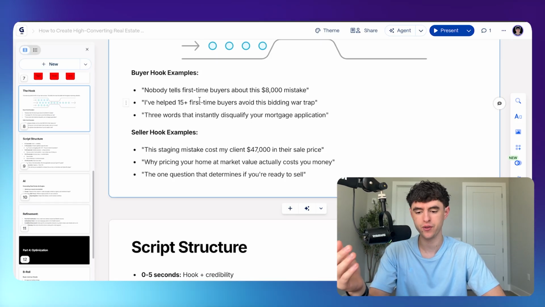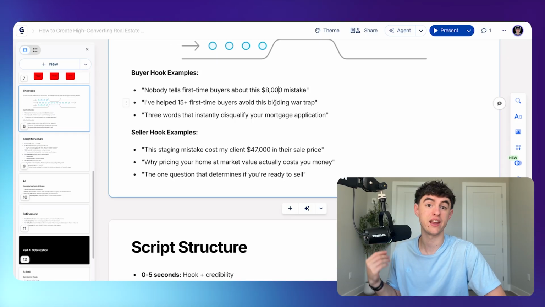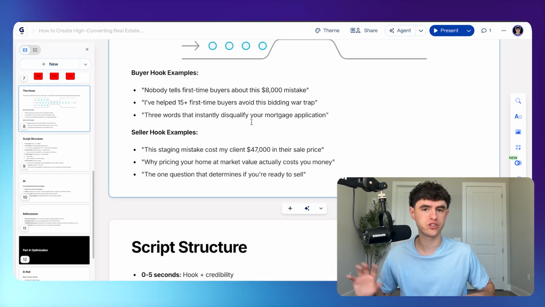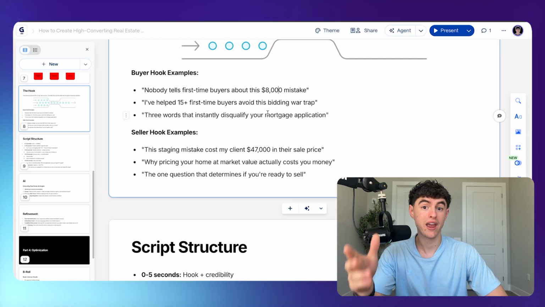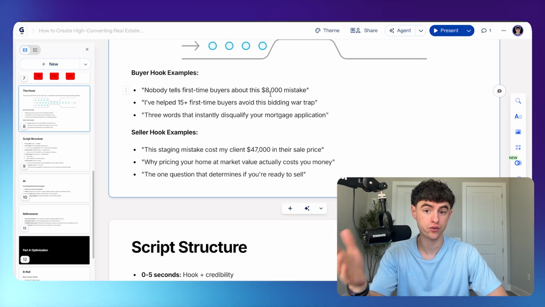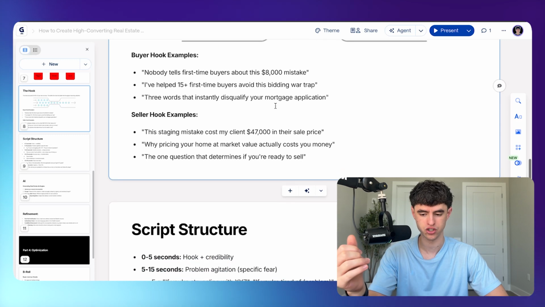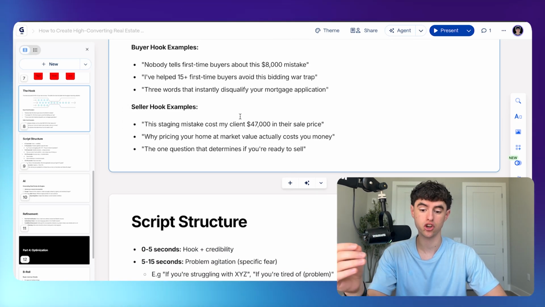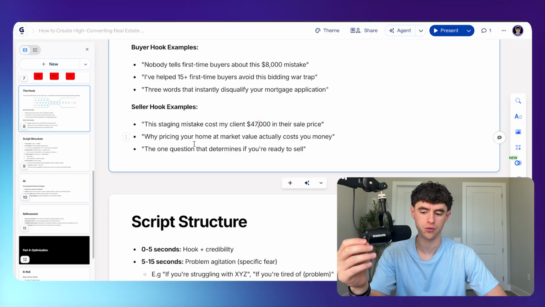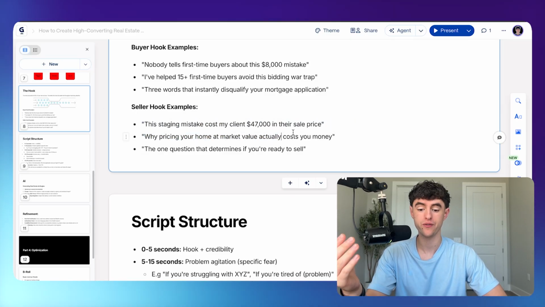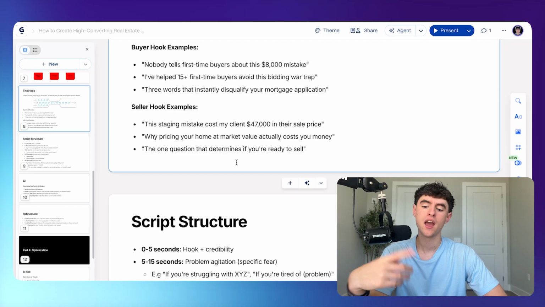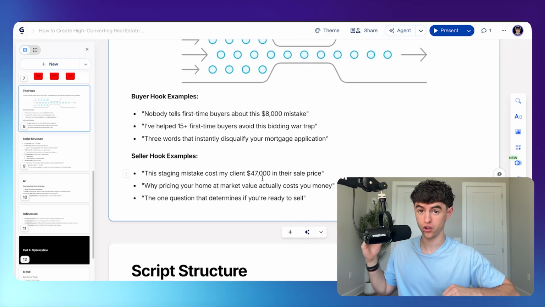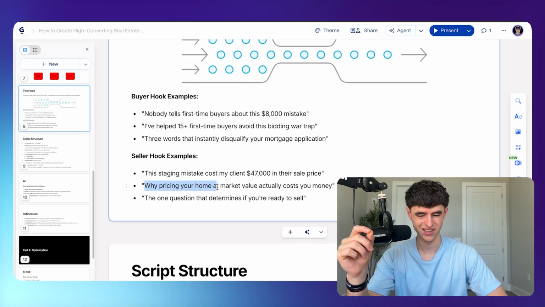Another thing, like I've helped 15 plus first buyers avoid this bidding war trap. 3 words that instantly disqualify your mortgage application. All of those different things are huge pain points and common issues that most first-time home buyers are experiencing, right? Or just buyers in general. And the same applies with sellers, right? And you can take a screenshot of this. This staging mistake cost my client $47,000 in their sale price. Why pricing your home at market value actually costs you money. And then another thing is the one question that determines if you're ready to sell. All of these things most people experience, and one that is really good is this second one here.